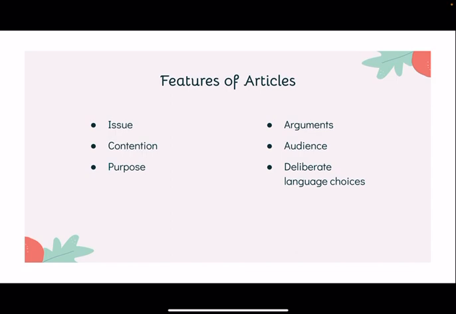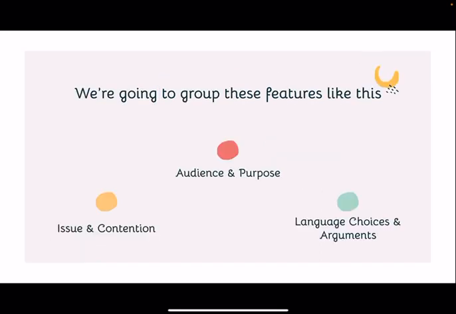So the first thing we need to look at is features of articles. So when we are doing an argument analysis, we need to look for information about the issue, the contention, the purpose, the arguments, the audience, and the deliberate language choices that the writer or speaker is making. So for the purposes of this presentation, we're going to group these features like this. So first of all, we're going to look at issue and contention, then audience and purpose, and finally language choices and arguments.